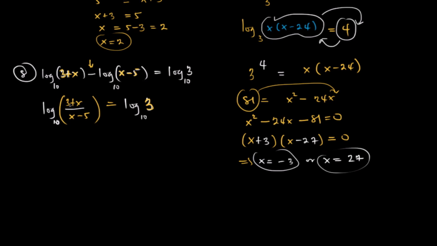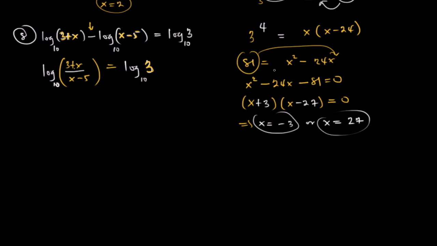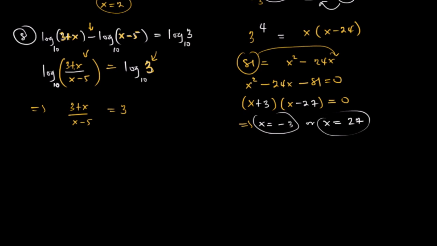Now you have the log of a number equals the log of another number. This is as if you're saying this equals this, because you can't have the log of 3 equals the log of 5. If the log of a number equals the log of another number, then the numbers must be equal. So this implies that 3 plus x divided by x negative 5 equals 3. The next thing is we solve.